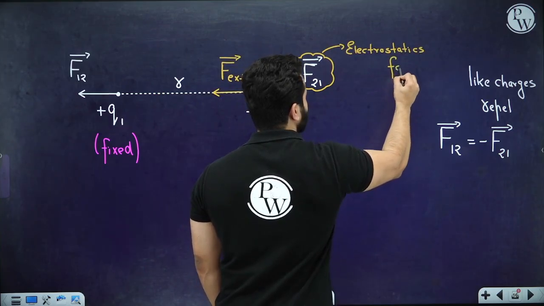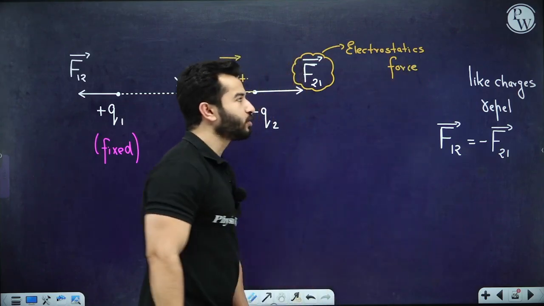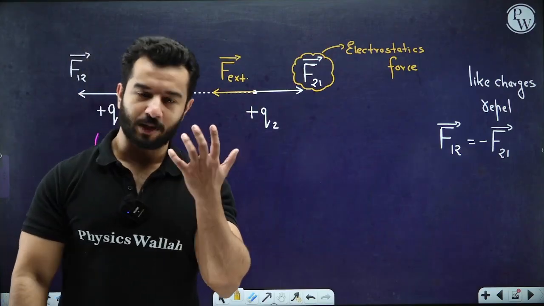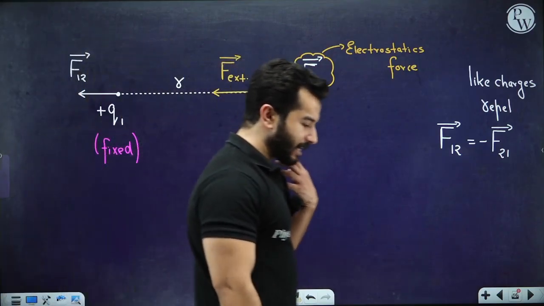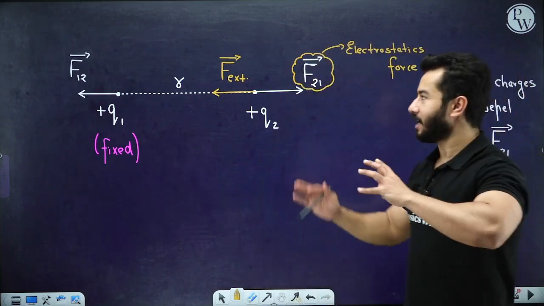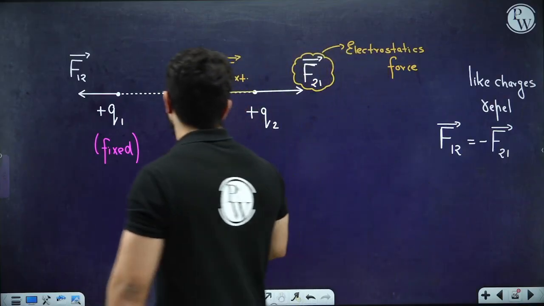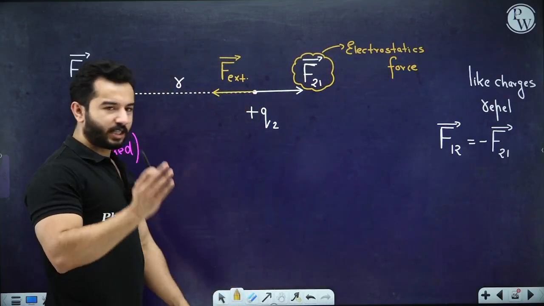I could have used other examples as well. I could have used gravitational force, but I believe that you can understand all of these concepts with this example in great detail. This is the electrostatic force. It is a conservative force.